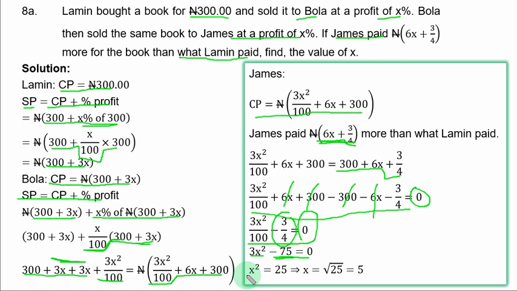Divide through by 3. You have s squared equal to 25. To get s, find the square root of both sides. So s is equal to the square root of 25, and that is 5. We did it this way because we are not interested in the negative value of s, so we just take it directly.